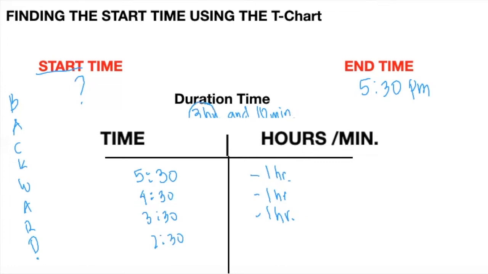Next is the minutes. So 10 minutes. We can directly subtract 10 minutes or we can divide this into two parts, 5 minutes and another 5 minutes. But for now, it's okay to do it by 10 minutes. So by subtracting 10 minutes from our time 2:30, we will have now 2:20. Therefore, the start time is at 2:20 p.m.